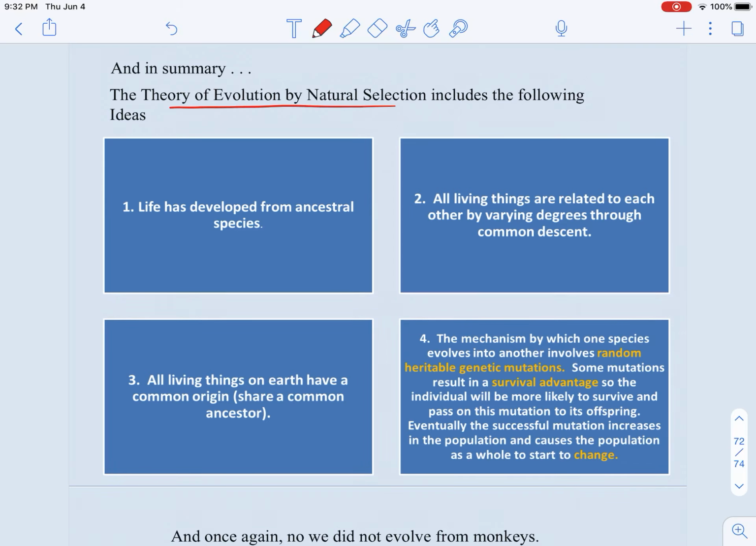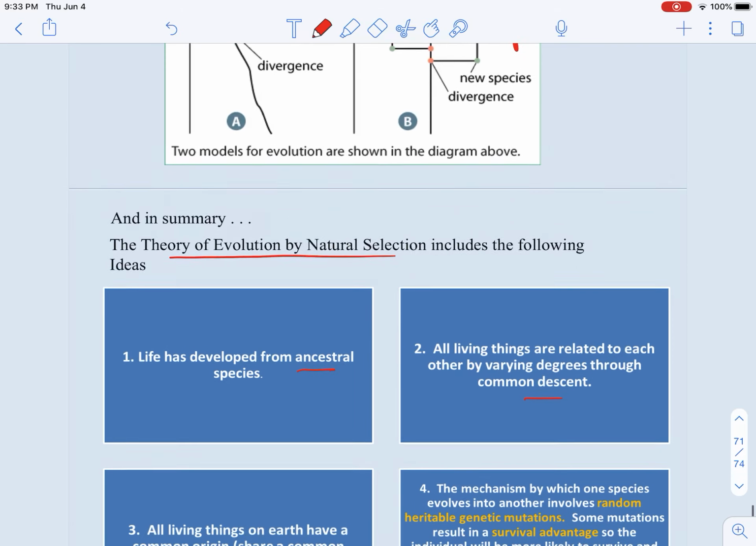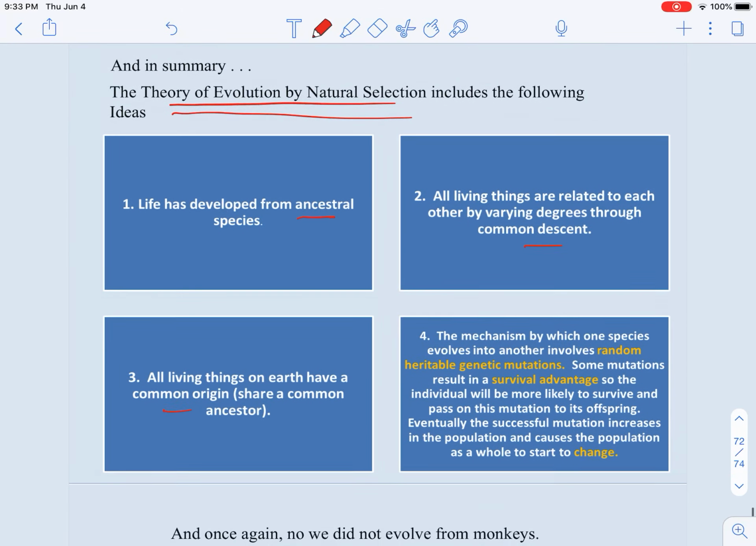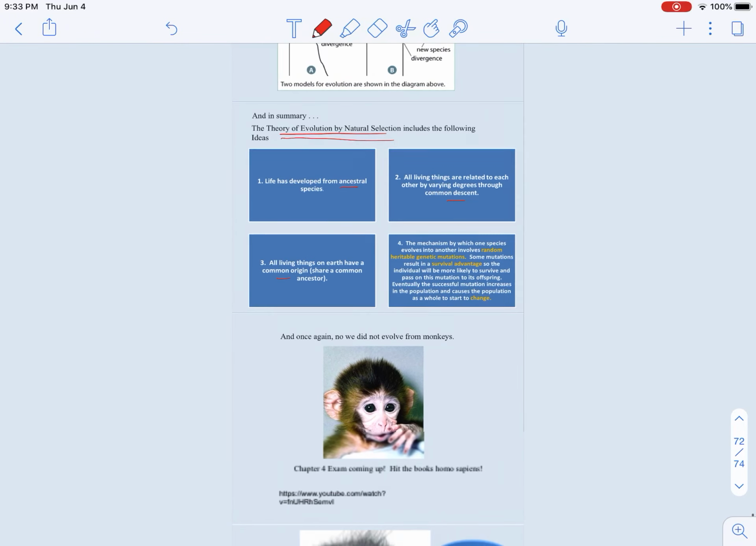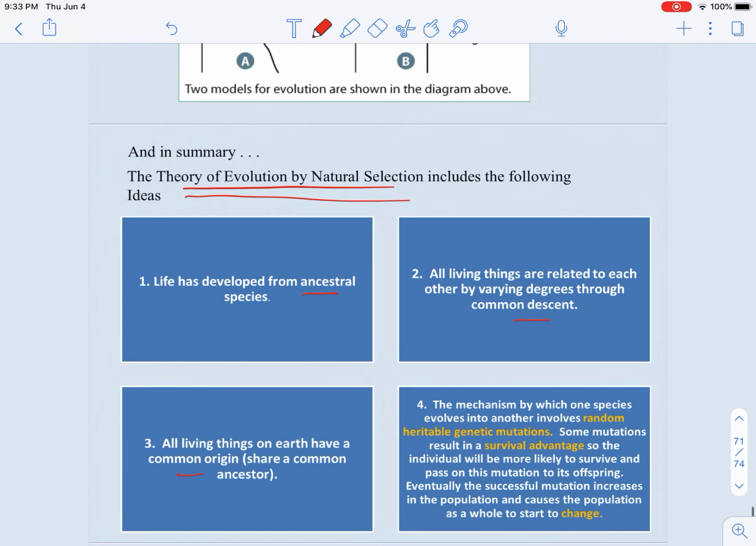So the last thing for the parts of the theory of evolution by natural selection is that life has developed from ancestral species. All things are related to each other by common descent, by varying degrees. All living things have a common ancestor, and the mechanism by which one evolves is that mutations that have an advantage are more likely to allow that organism to live and have babies and pass those mutations on to the future generation. Alrighty, those are the concepts in the theory of evolution.